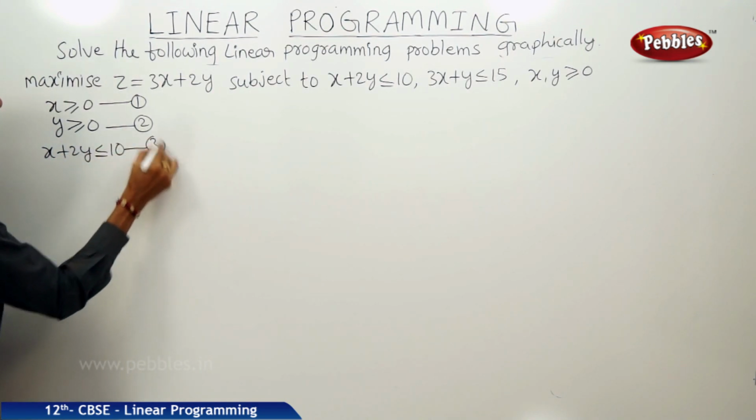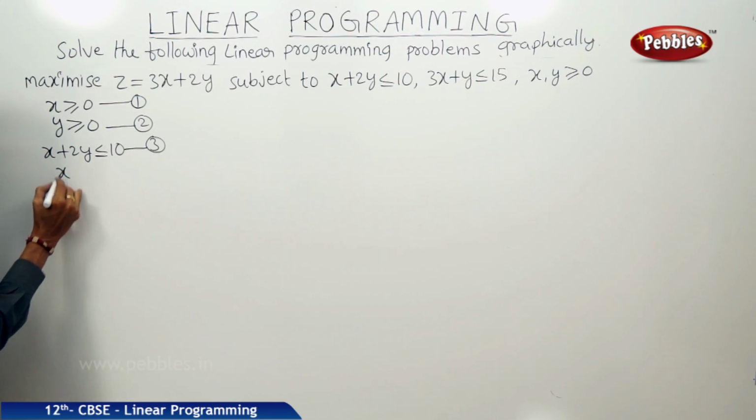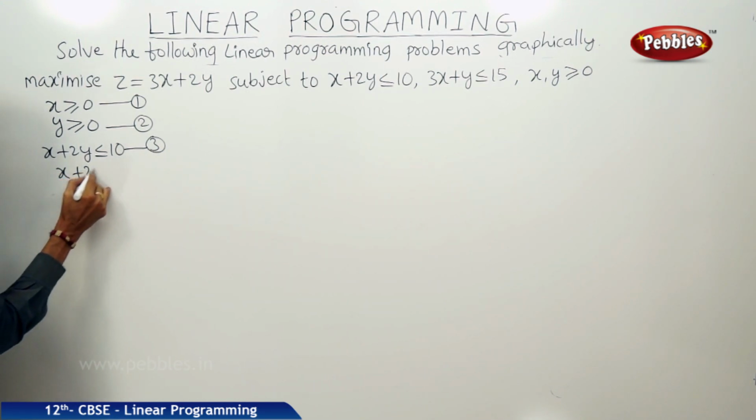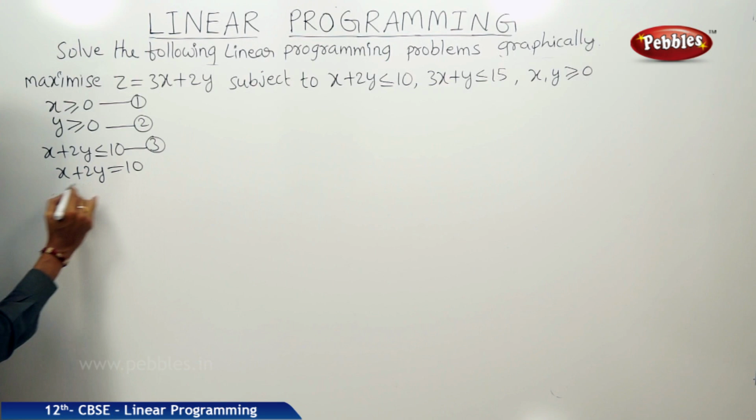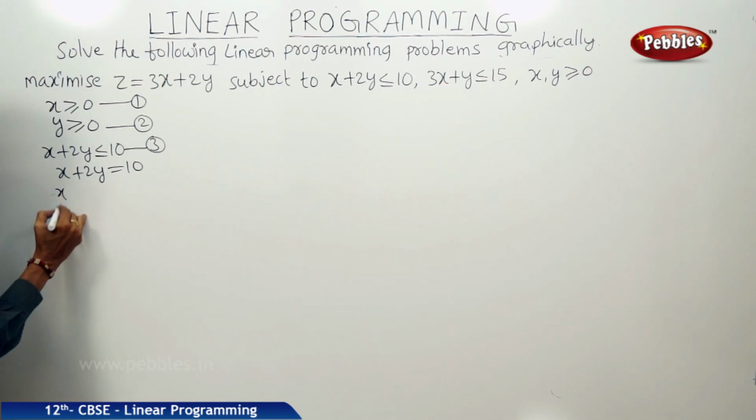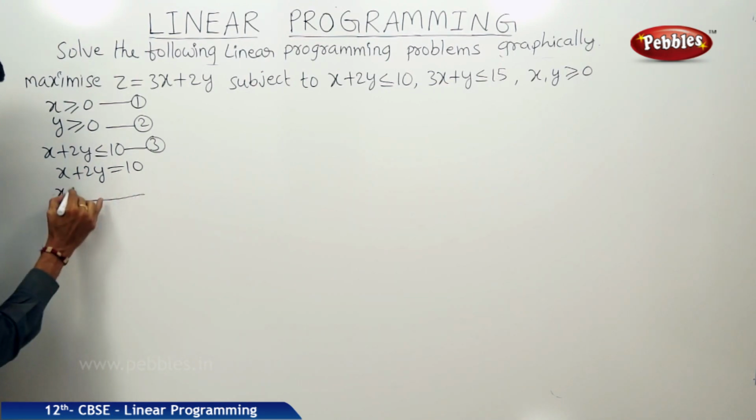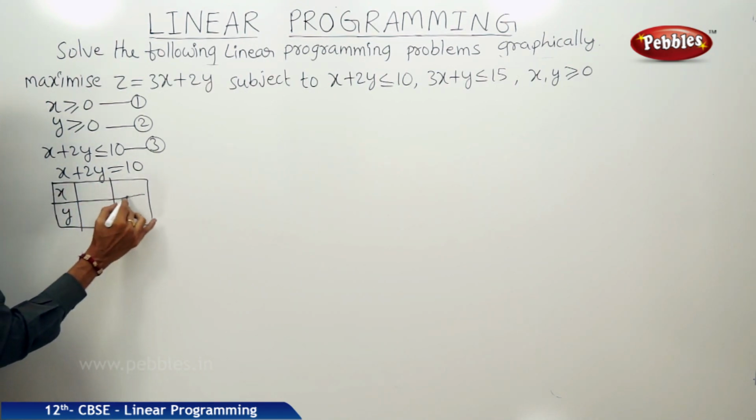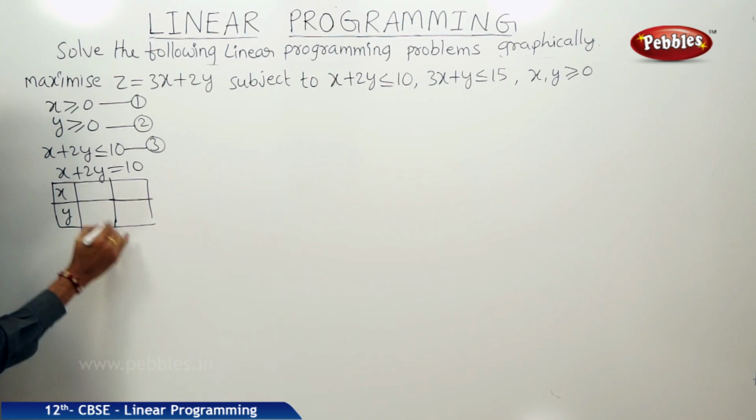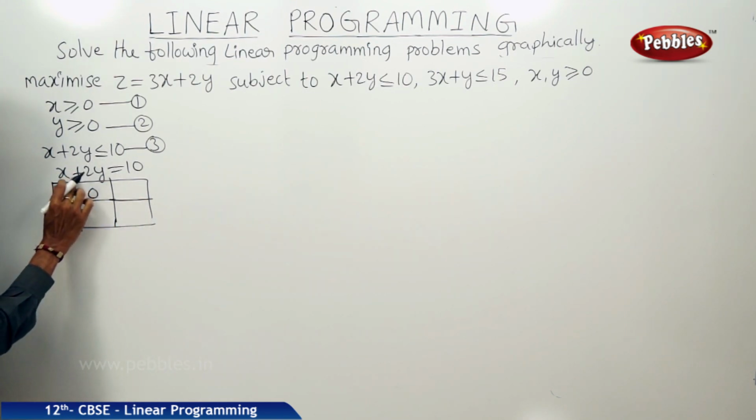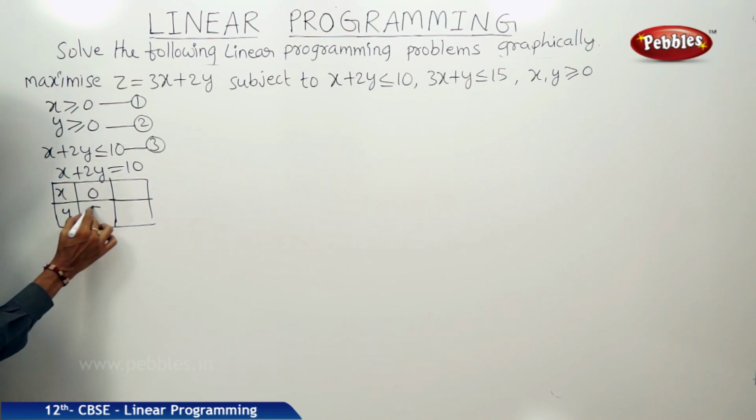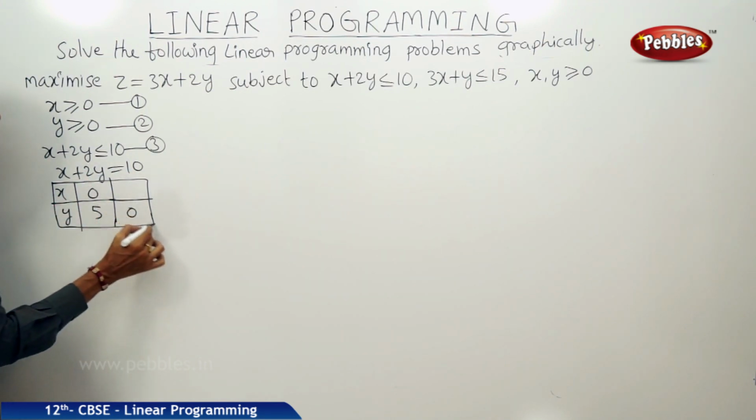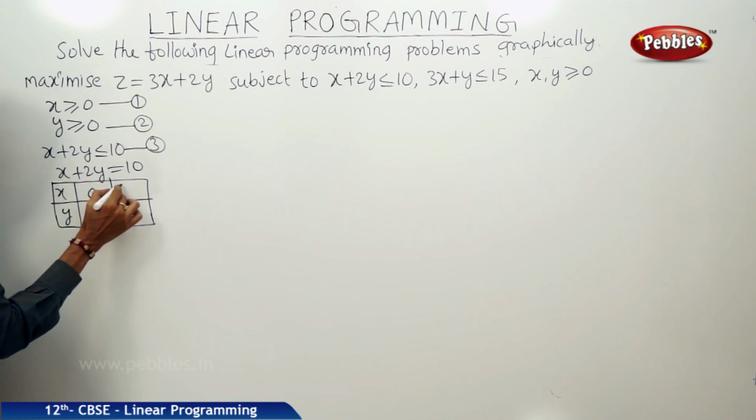So this is the third inequation. We will draw the table of ordered pairs. So first we will take x plus 2y equal to 10. Then table of ordered pairs x, y. If x value is 0, then 2y equal to 10, then y equal to 5. If y value is 0, then x equal to 10.